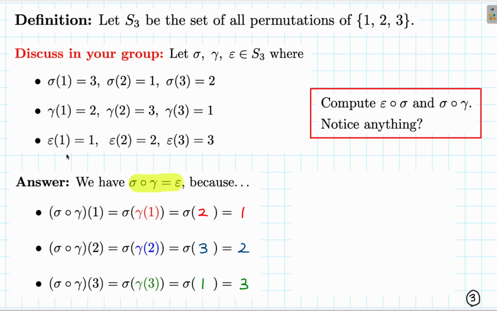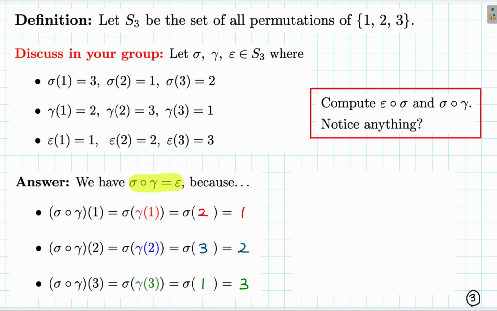Epsilon, by the way, is a somewhat boring permutation. It basically does nothing. Perhaps the name epsilon is appropriate there. It sends 1 to 1, 2 to 2, and 3 to 3. And so the composite sigma composed with gamma also sends 1 to 1, 2 to 2, and 3 to 3. So its behavior is the same as that of epsilon, and that's why we have this relationship: sigma composed with gamma is epsilon.